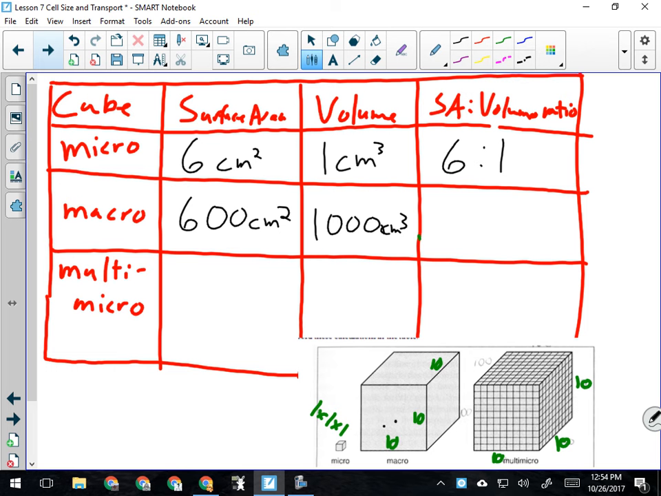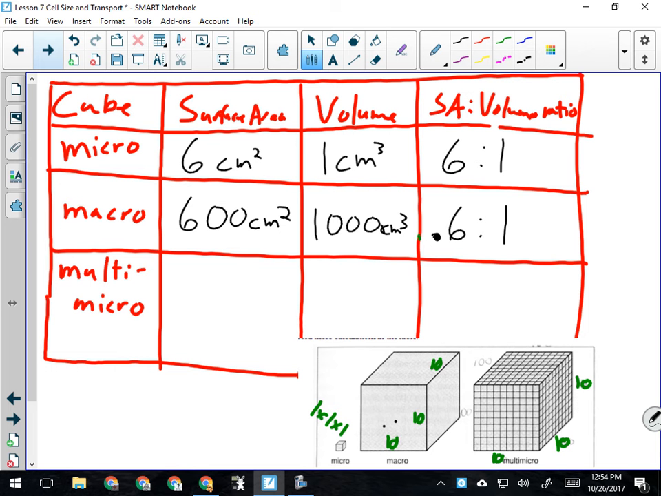So to calculate the ratio, I take the surface area and divide it by the volume. 600 divided by 1,000 is 0.6. All right, good or bad? Bad, yeah. The surface area is smaller than the volume, and it's considerably smaller than it was here. Okay, so this has a much lower surface area to volume ratio than a small cell does, which is exactly what we said would probably happen.